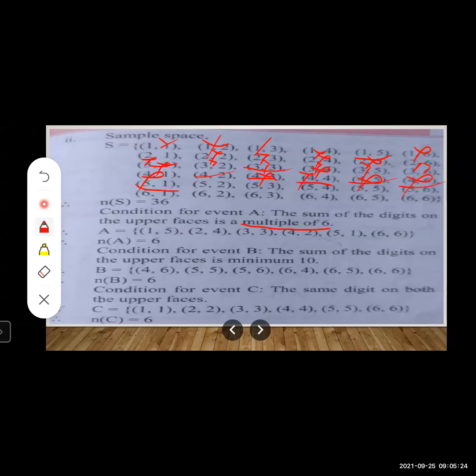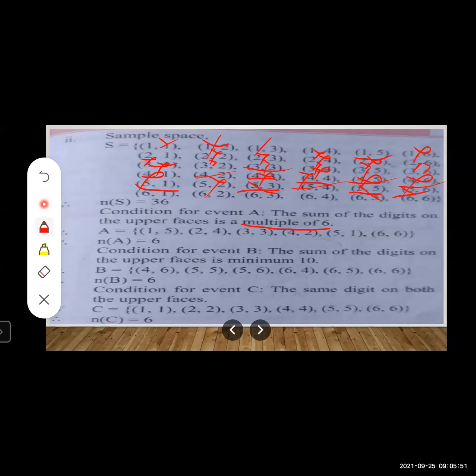Now see the next line. 5 plus 1 is 6, yes, it is a multiple of 6. 5 plus 2 is 7, 5 plus 3 is 8, 5 plus 4 is 9, and 5 plus 5 is 10. None of these are multiples of 6.